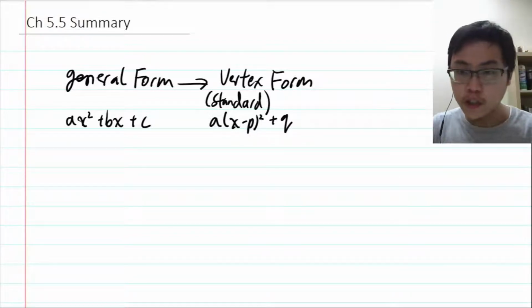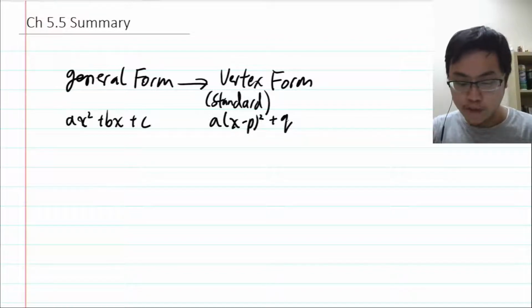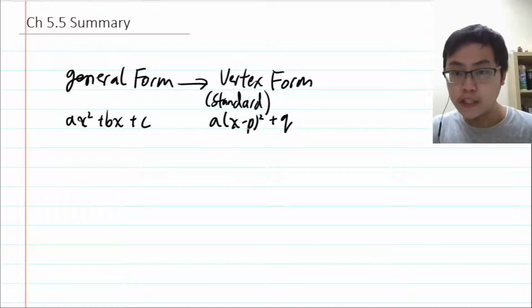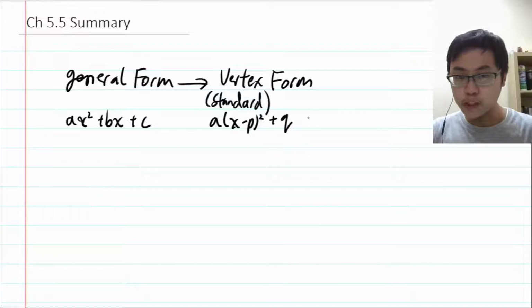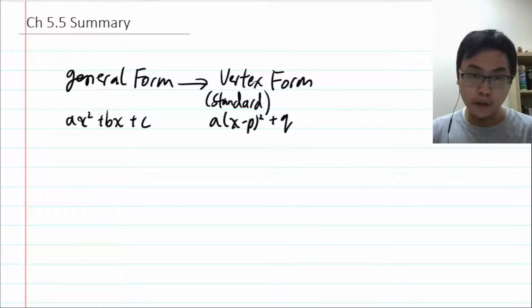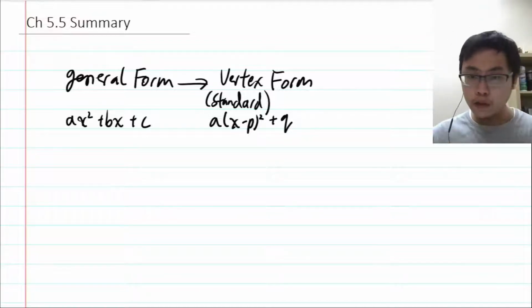We prefer vertex form because after we convert it, we're able to determine where the vertex is immediately. We can tell whether it's a maximum point or a minimum point depending on a. And we can very easily solve for the two roots of x by setting the equation equal to 0 and sending everything else to the other side, whereas in general form, it's quite hard to do. So let's go ahead and I'll show you some examples.